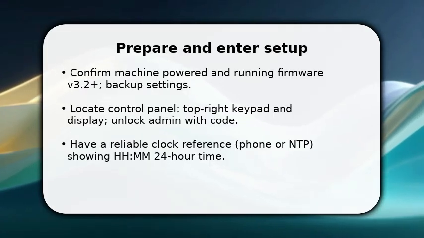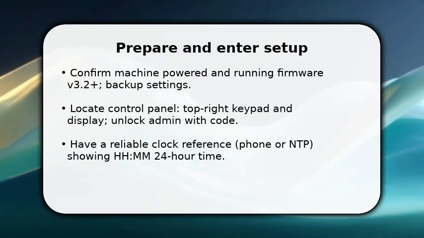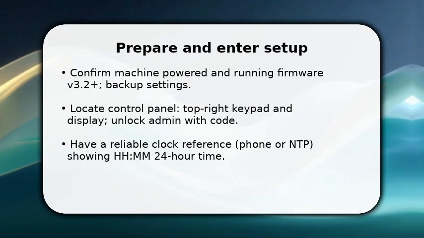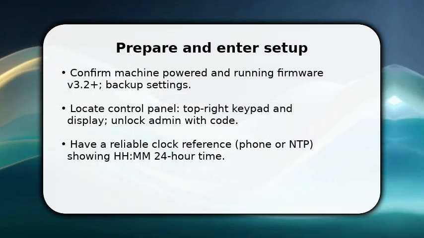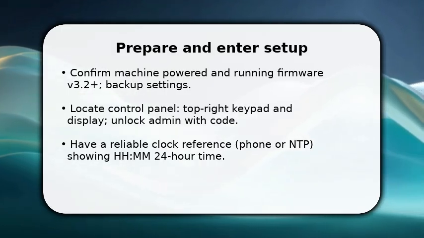You start by preparing the machine and entering setup. Power the unit on and confirm firmware v3.2 or higher. This ensures the time function behaves correctly. Once powered, enter the admin code on the top right keypad to unlock configuration.